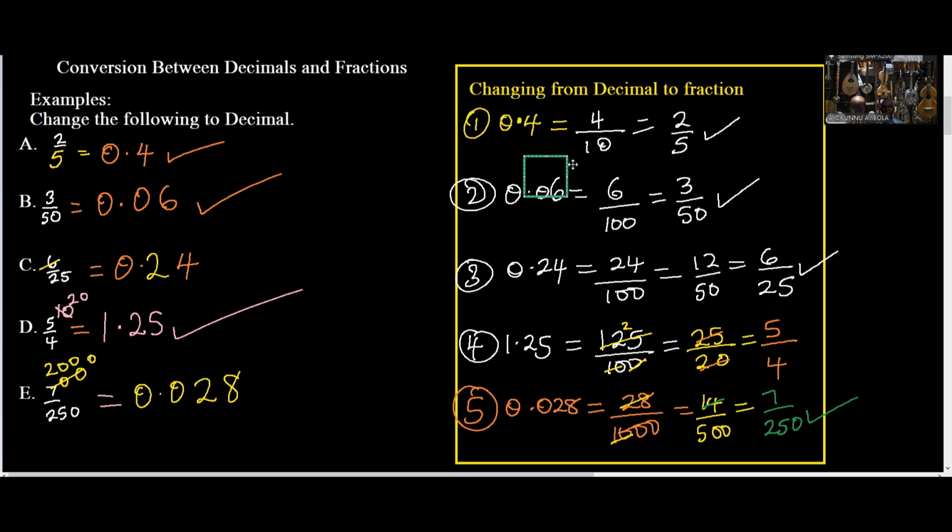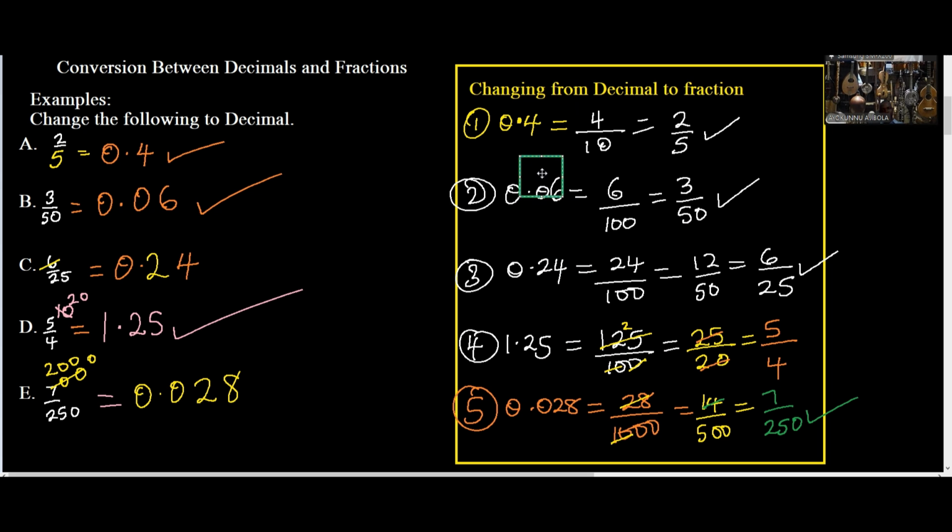And to convert it back from decimal to fraction, you have 0.4. Because it's only one digit after the decimal, you divide the 4 by 10. The second one, because there are two digits, you divide the 6 by 100. The third one, because there are two digits, you divide the 24 by 100. The fourth one, because it's 25, two digits as well, you divide by 100. Then the last one, there are three digits after the point, you divide by 1000. Is that clear?